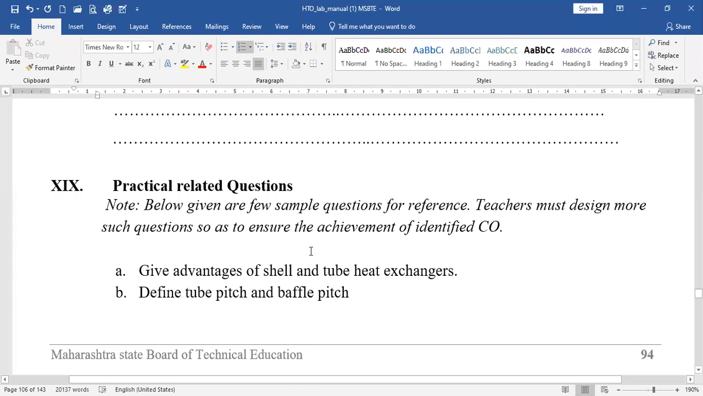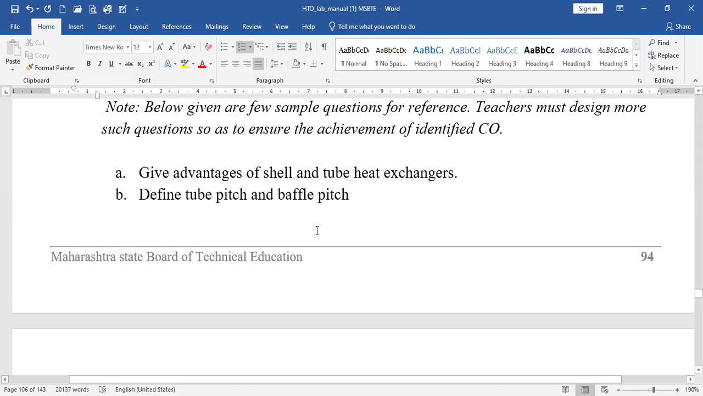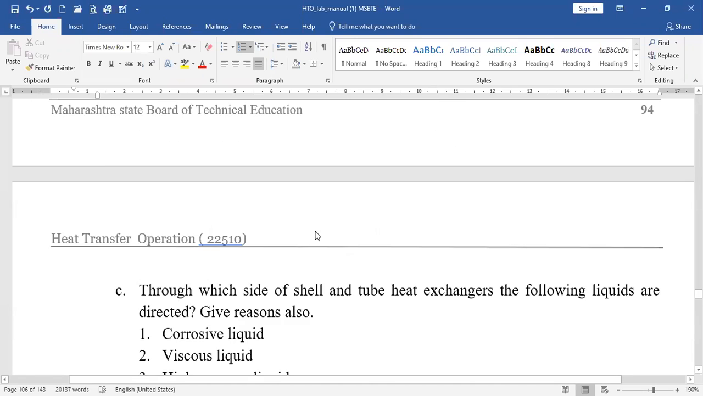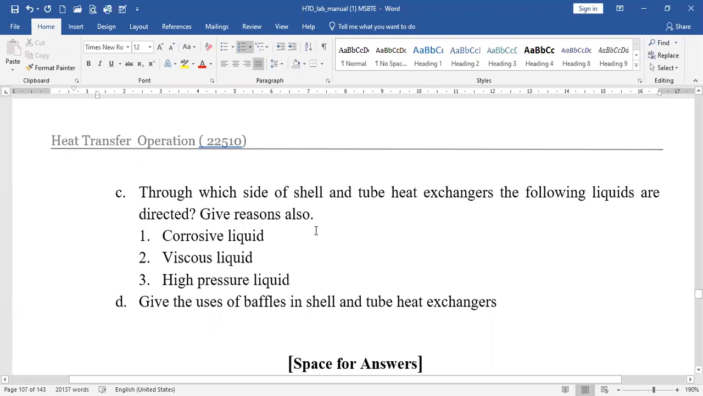With the help of this experimental setup, while conducting the experiment, whatever skills and knowledge we have applied, we have to check with the help of some practical related questions, like: give the advantages of shell and tube heat exchanger; define tube pitch and baffle pitch; through which side of the shell and tube heat exchanger the following liquids are directed, and give reason also. That is, if there is a corrosive liquid, a viscous liquid, or a high pressure liquid, then from which side, shell side or tube side, should it be passed?